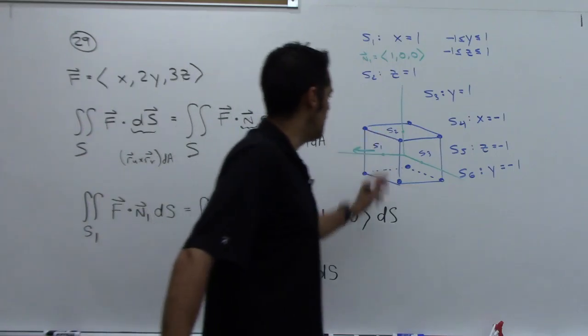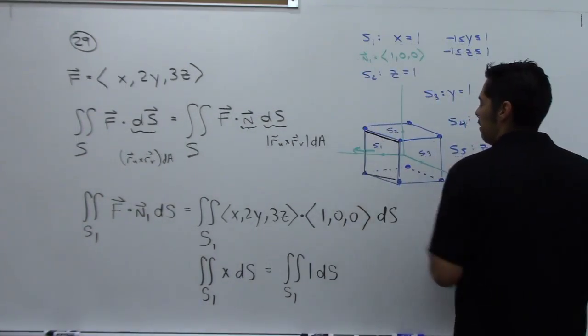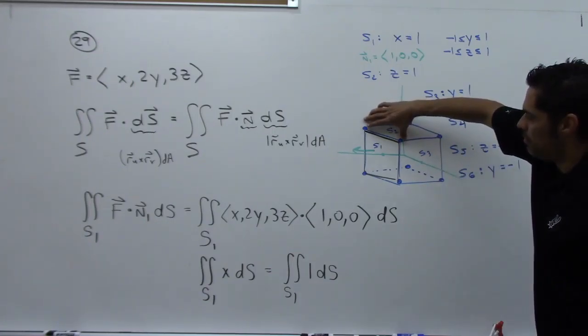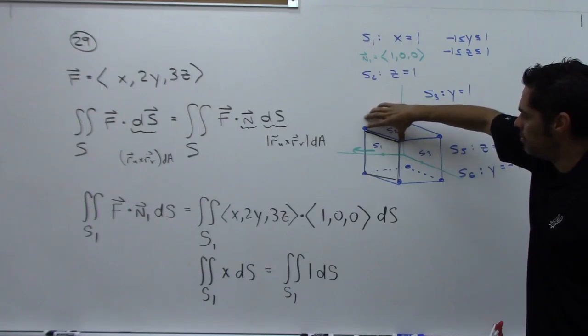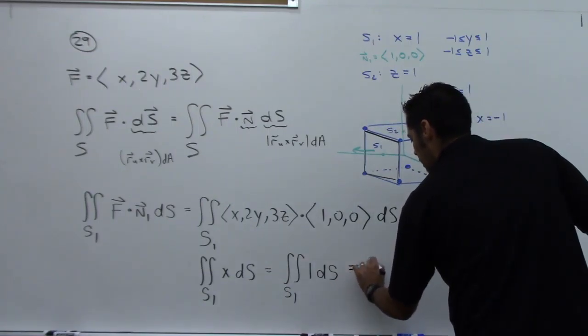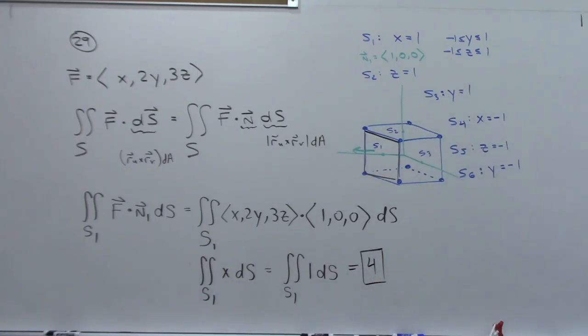And the surface area of S1, we know this is a square. Now be a little careful here because this goes between -1 and 1, -1 and 1. So the length of this is 2 and the length of that is 2, so the area is 4. So the surface area here is 4. Now that makes things a lot easier than doing anything else. That's just one of them.